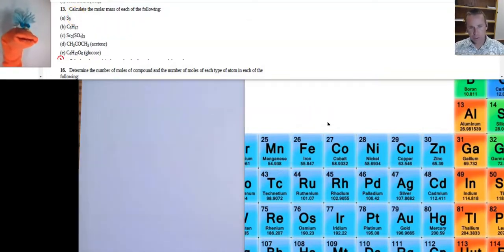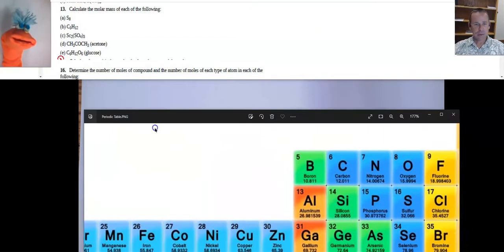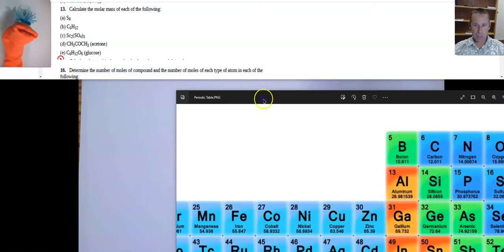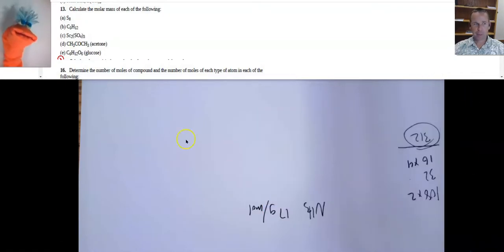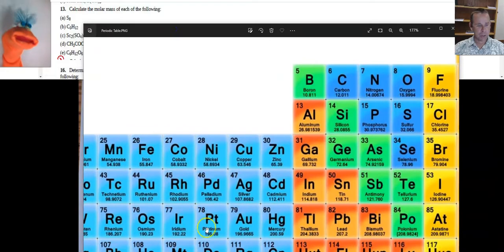All right, number 13. Calculate the molar mass of each of these things. S8. Sulfur is what? 32.1? Yeah, 32.1, and then we just multiply that by 8, right? Yeah. Okay. C5H12. 5 12s and 12 ones. Very good. So 13 12s, right? Yeah. What is that compound? SC, is that scandium? Yep. Sulfate? Yep. Are you good with the sulfate ion? Not as good as I could be.